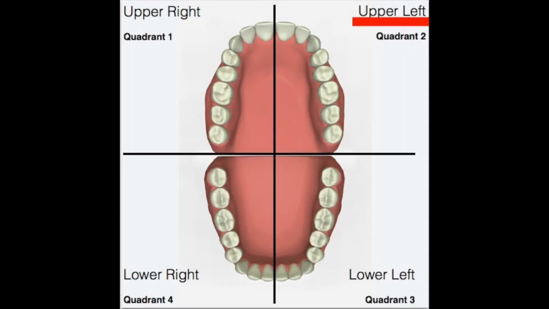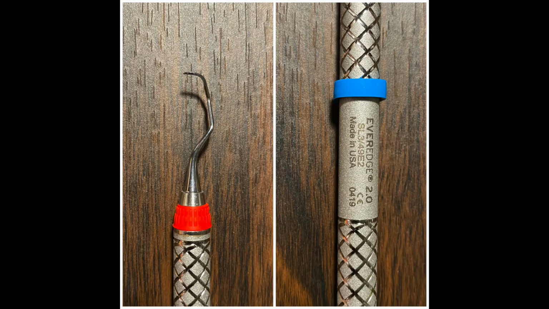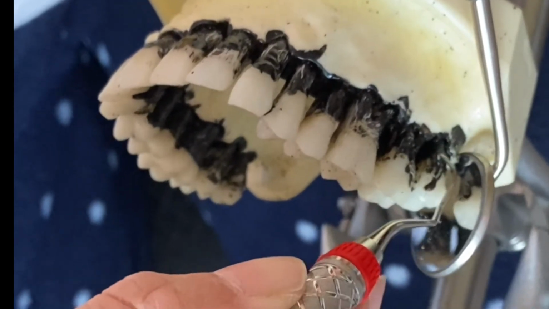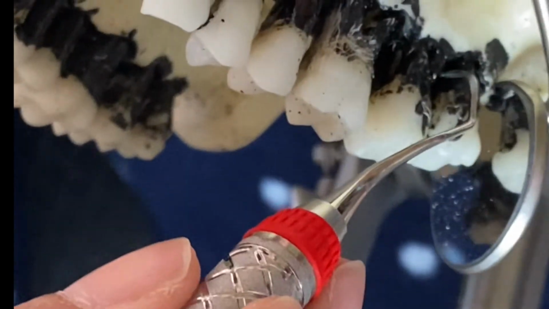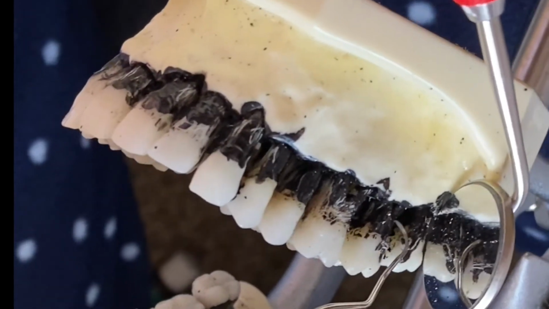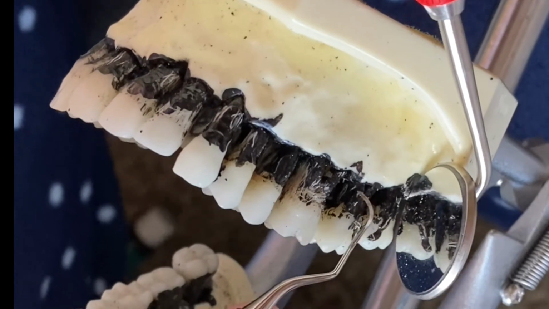Next, I'll be debriding the facial surface of the upper left quadrant, and I'll be sitting around 10 to 11 o'clock, having my patient face towards me. I'll be using the Langer 3-4, and it will be used on the maxillary molars and premolars. I'll be inserting at the line angle and making my way towards the distal surface. Then I'm going to reinsert at the distal line angle and make my way towards the mesial surface.